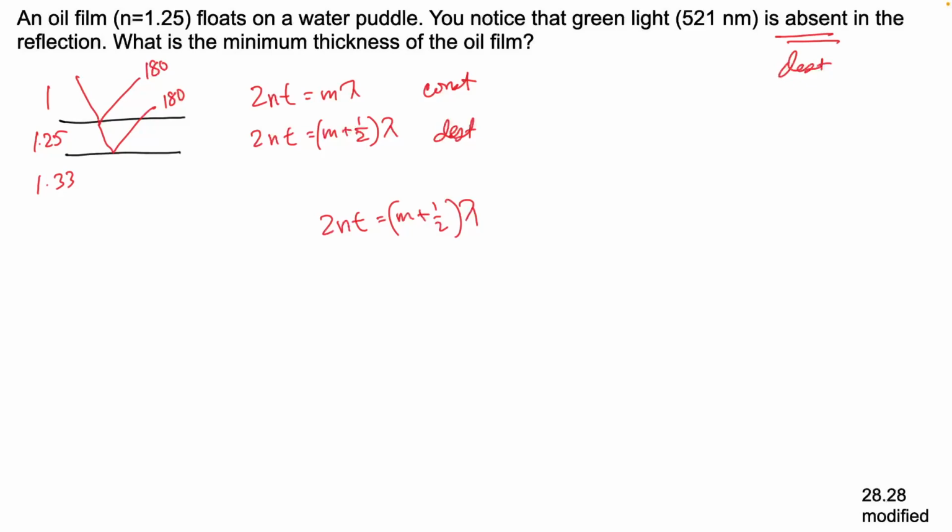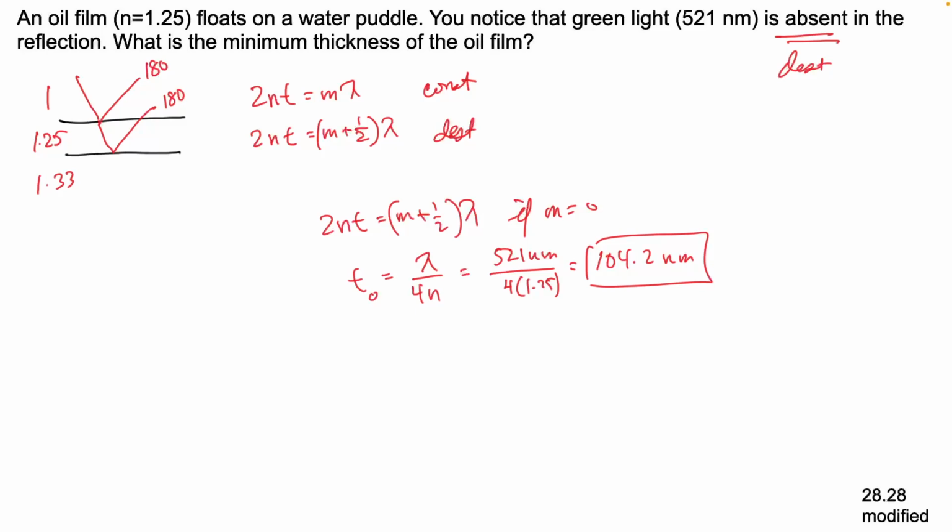So what's the trick for minimum if I have m plus a half? I just make it 0. If I have m lambda, what's the minimum? 1. Don't put 0. Yes, a thickness of 0. So solving this for thickness, it's going to be lambda over 4n if m equals 0. And so let's see, that is 521 nanometers all over 4 times 1.25, which gives me 104.2 nanometers.